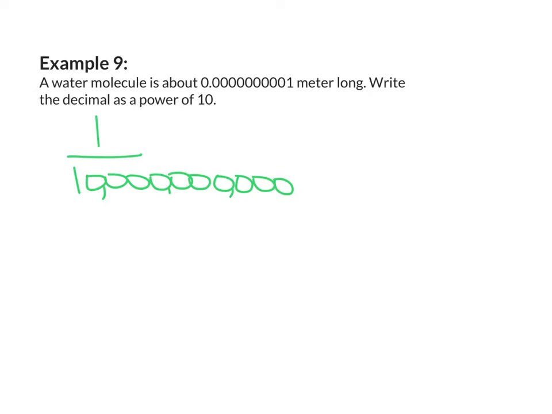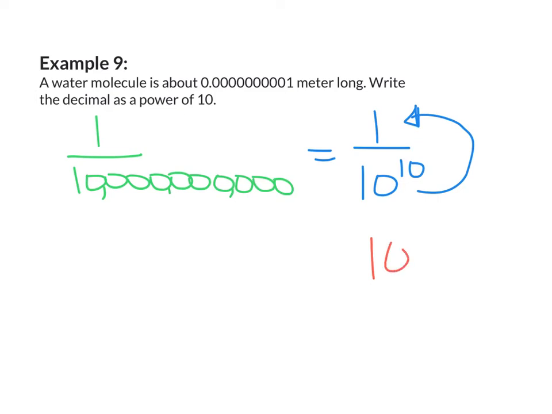Now I'm going to go ahead and convert it to a power of 10. So I have 1 over 10, and I know I had 10 zeros, so that'll be to the power of 10. Now I'm going to go ahead and make my exponent negative, so I need to move it to the numerator. So it'll be 10 to the power of negative 10.